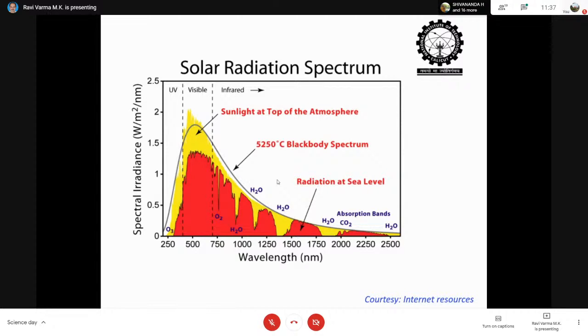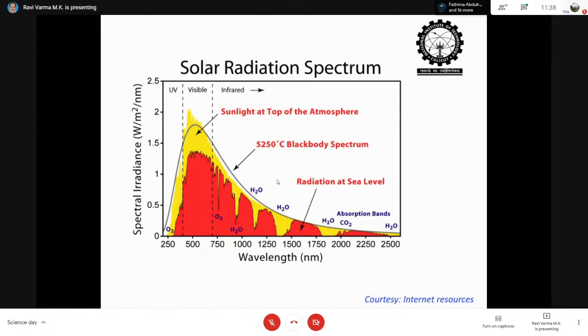And then if you take a spectrometer up to the top of the atmosphere and make a measurement of the light spectrum, the black line you see is a black body spectrum, per Planck's law of black body radiation, of something that is about 5,250 degrees Celsius, very hot. So the hotter it is, the peak of the emission goes to smaller wavelength or higher energy. If you make measurements at the top of the atmosphere, the yellow is the spectrum that you are going to measure, and you can fit it very nicely with that 5,250 degrees Celsius black body spectrum.